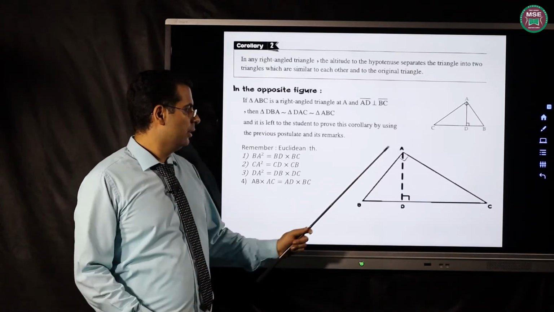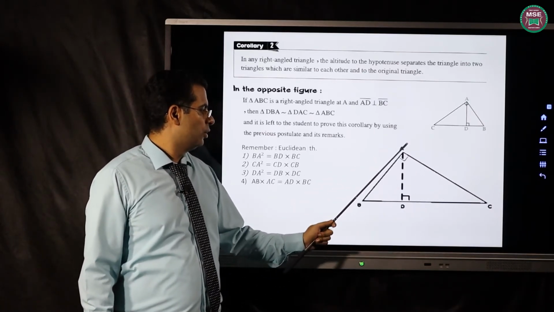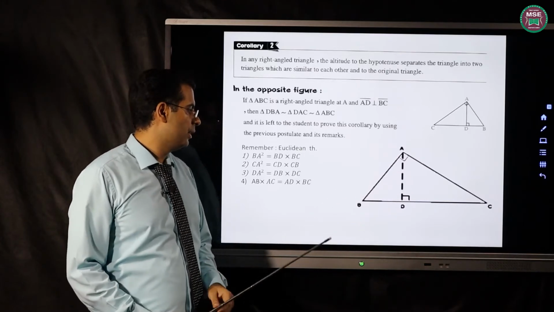AB times AC equals the altitude AD times the hypotenuse BC.